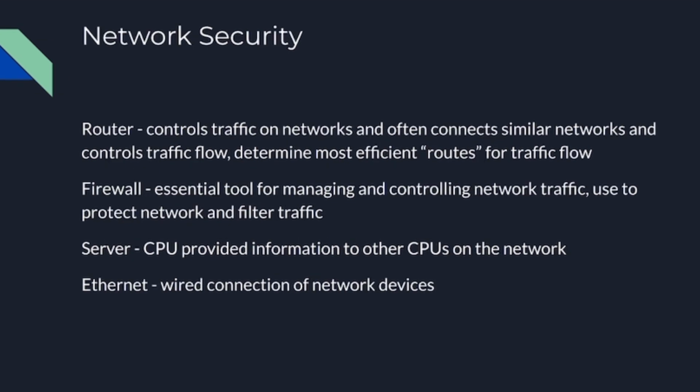A router and a firewall. A router controls traffic flow on networks and is often used to connect similar networks and control traffic. A firewall is an essential tool in managing and controlling network traffic and protecting the network, used to filter traffic. So a firewall would be sitting right underneath your router, right above your switch and your workstations.